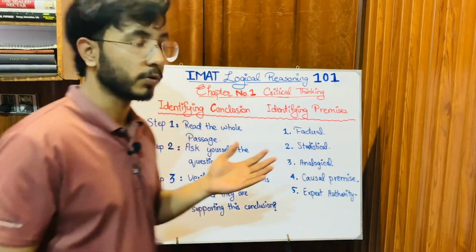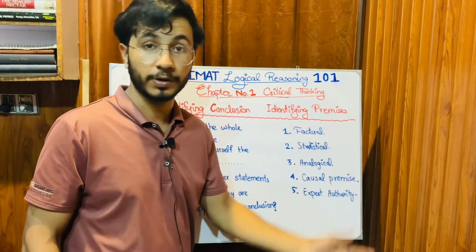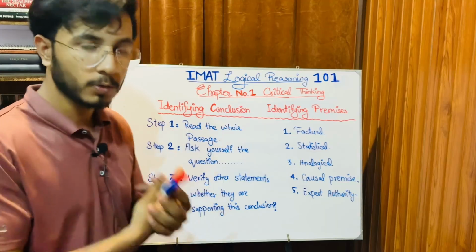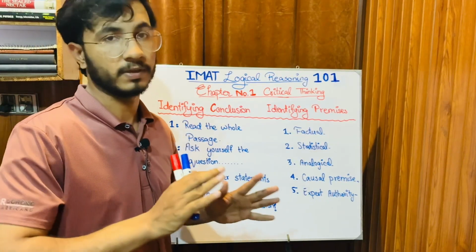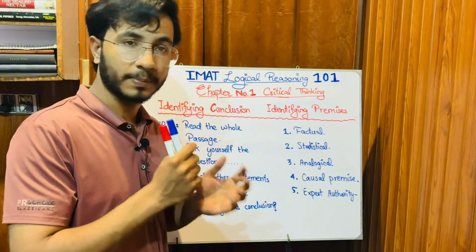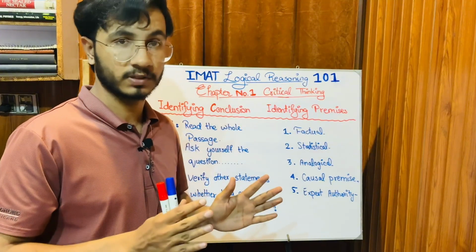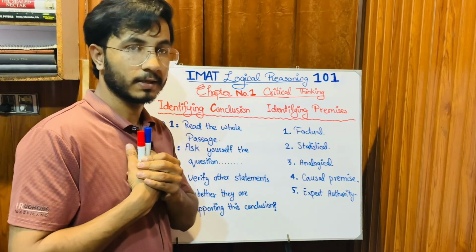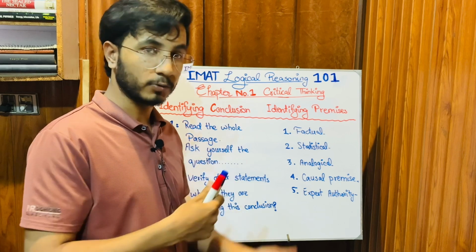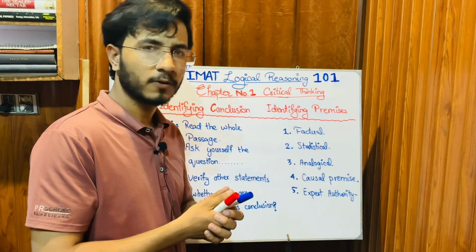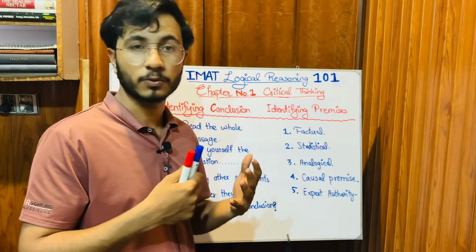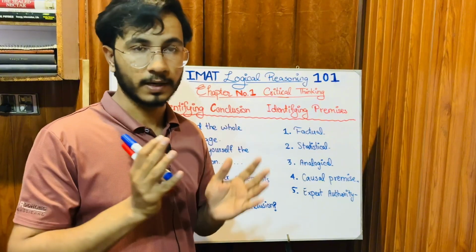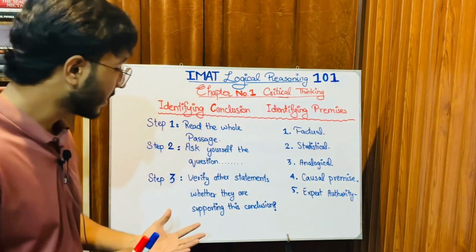Okay, let's move on to how to identify a conclusion and how to identify a premise. To identify a conclusion, first you have to read the whole passage from A to Z, not leaving a single word, because if you don't read the passage carefully, then you are going to miss a lot of things. Then ask yourself what the author is trying to convey to us. If you have read the paragraph, what is the paragraph trying to tell you? What could be the conclusion? First of all, think of the whole summary in your mind.